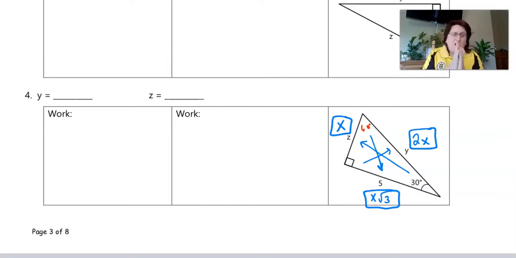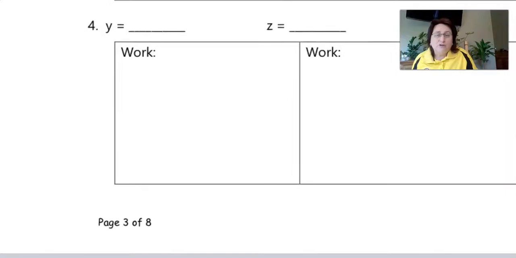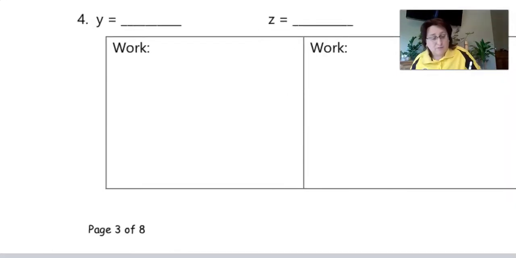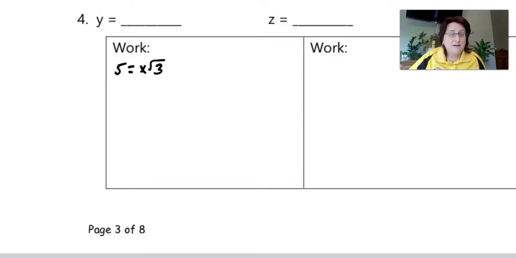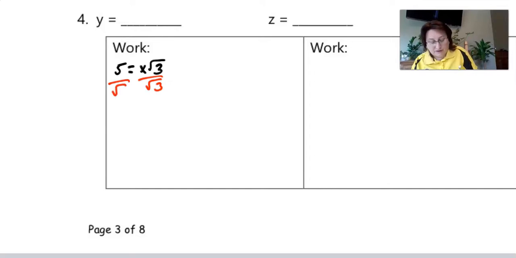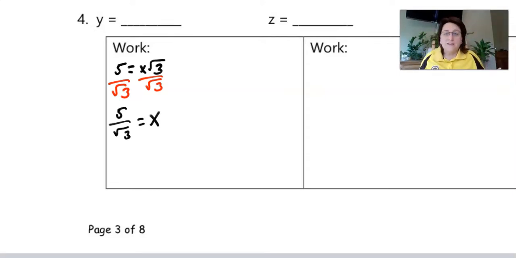We are going to start with what we know. We know this side length over here: 5 and x square root 3. So that's where we're going to start. I'm going to zoom in here and we're going to show some work. Remember, 5 and x square root 3 represent the same side, so that means 5 equals x square root 3. Now we're going to use those rules of radicals and solve for x. We're going to get x all by itself. So we end up with 5 over square root 3 equals x. Remember, we have to rationalize the denominator.